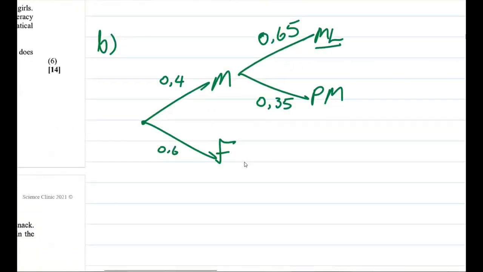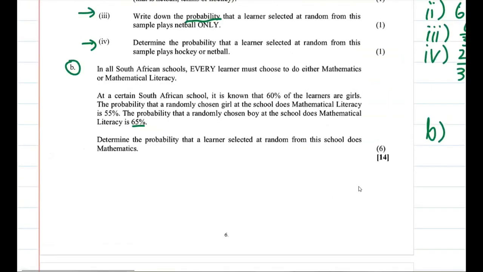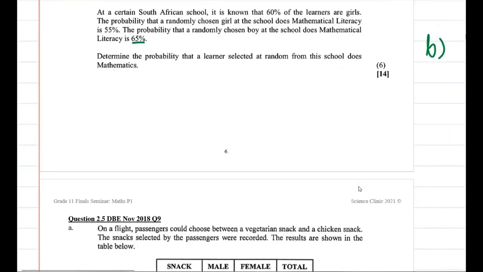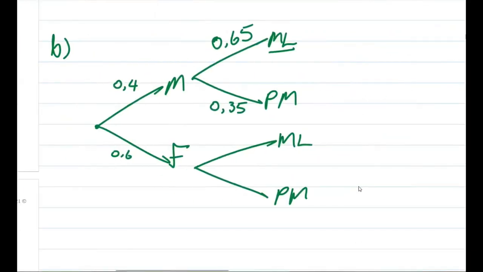Now for females, again, we're going to go and sort out whether they have mathematical literacy or pure mathematics. Now they say here, the probability that a randomly chosen girl at the school does mathematical literacy is 55%. So on the ML branch, what would we have there? 0.55. And on the pure maths branch? 0.45. Great. So our whole tree diagram is actually sorted out.